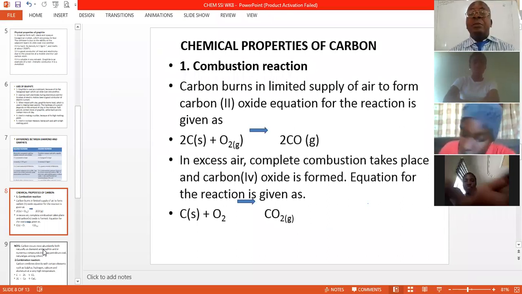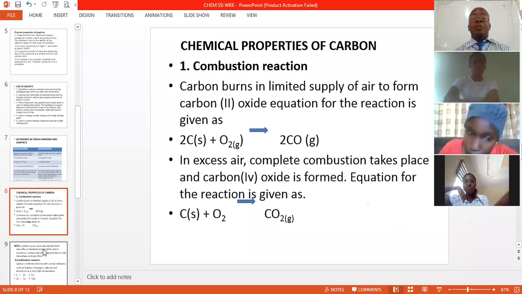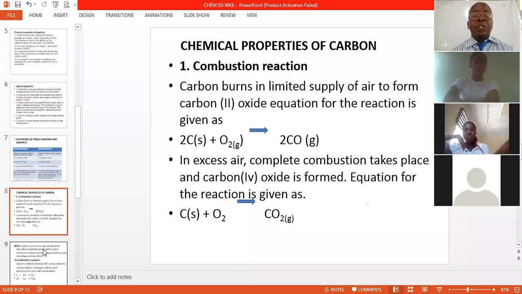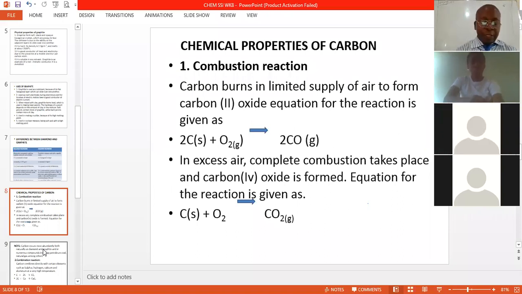Carbon burns with a limited supply of air to form carbon 2 oxide. You can see the equation there. Carbon is a solid, it reacts with oxygen in the air, which is a gas.